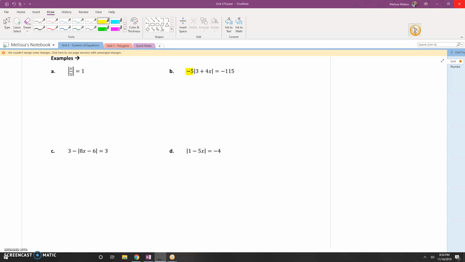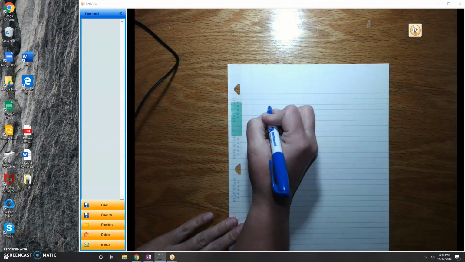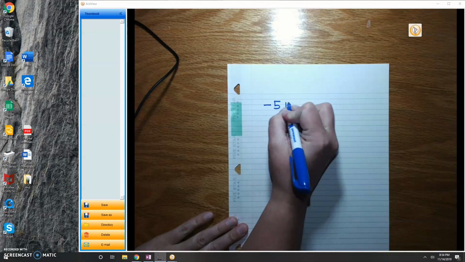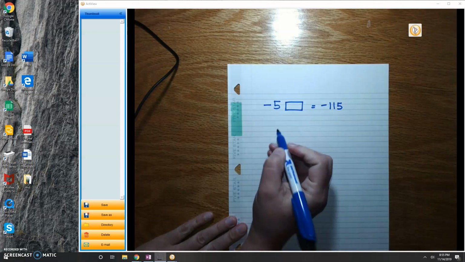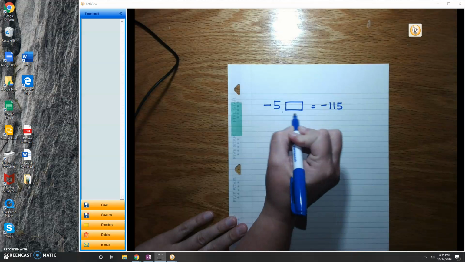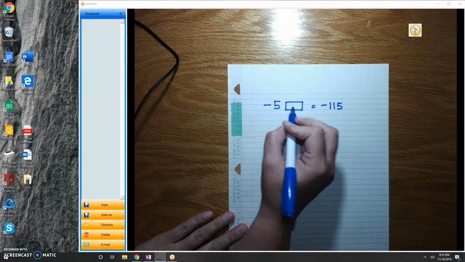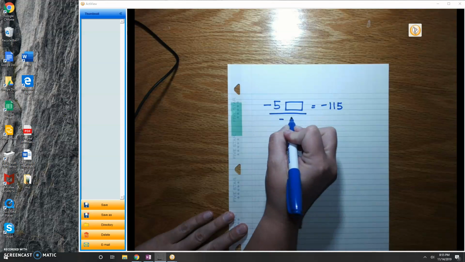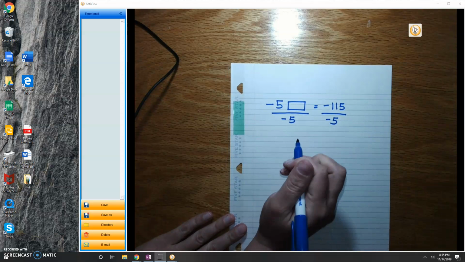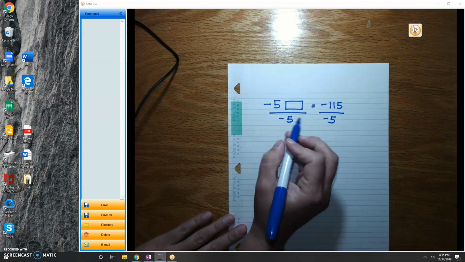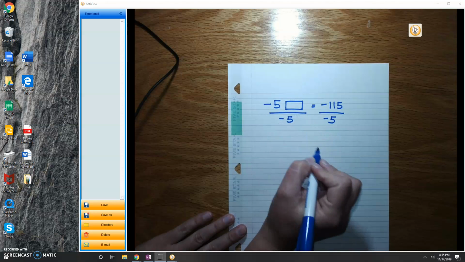So let's go to an easier problem here. If I were to tell you guys that I have negative 5 times something equals negative 115, and I just wanted to get this by itself, how do I get rid of that multiplication? We would divide. Divide by negative 5. This is the same thing that we're going to do in this next problem. I need to get this absolute value by itself first before I start breaking things off.